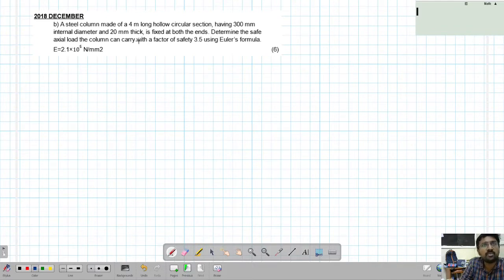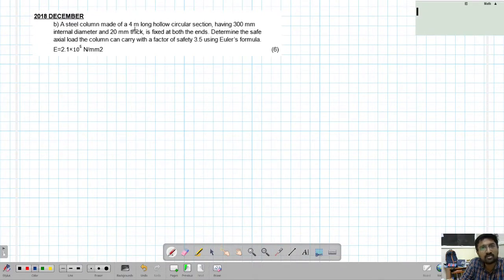So this is from MOS semester 3 from module 5. In module 5, this is from the column portion. In the column portion, there are 1 or 2 buckling formulas that you have to remember. If you remember that, you can easily score marks from this portion.